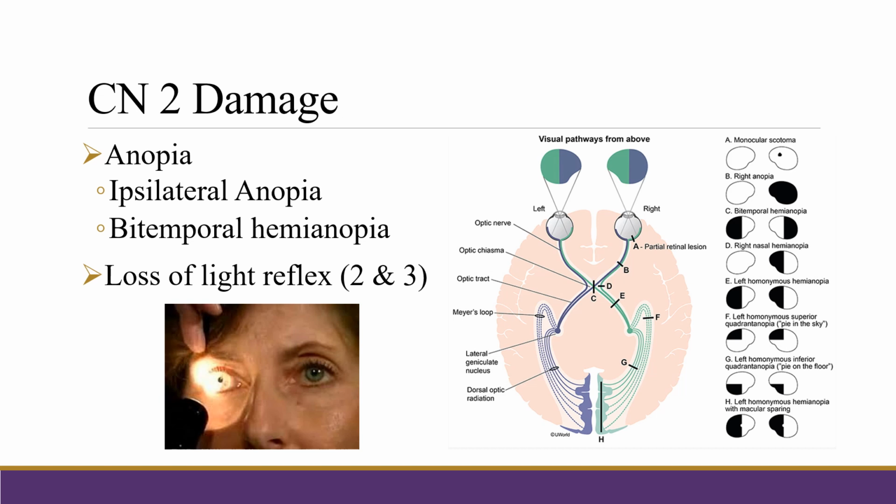So cranial nerve 2 damage, we're going to see any of these things here. So the actual optic nerve, and then chiasm, and then tract and Meyer's loop and radiations all the way back. So we'll see a loss of light reflex. If you can't see it, we can't reflex afterwards. So if 2 isn't working, the reflex for 3 won't be working in that eye either.